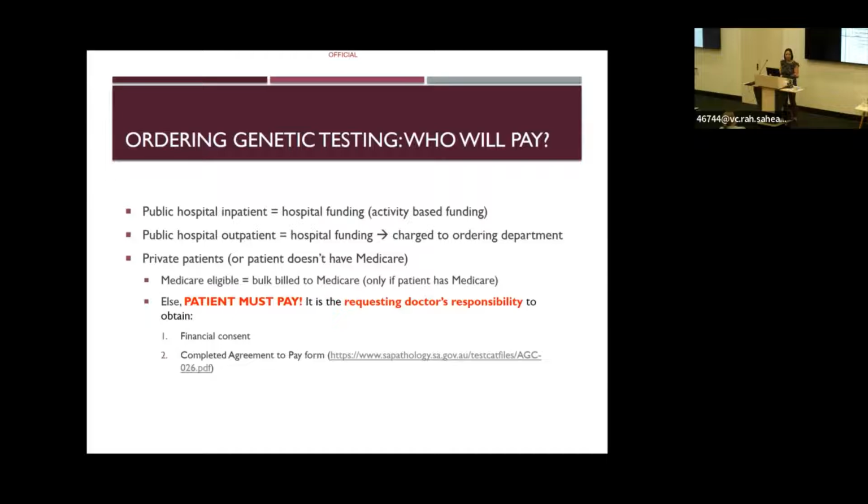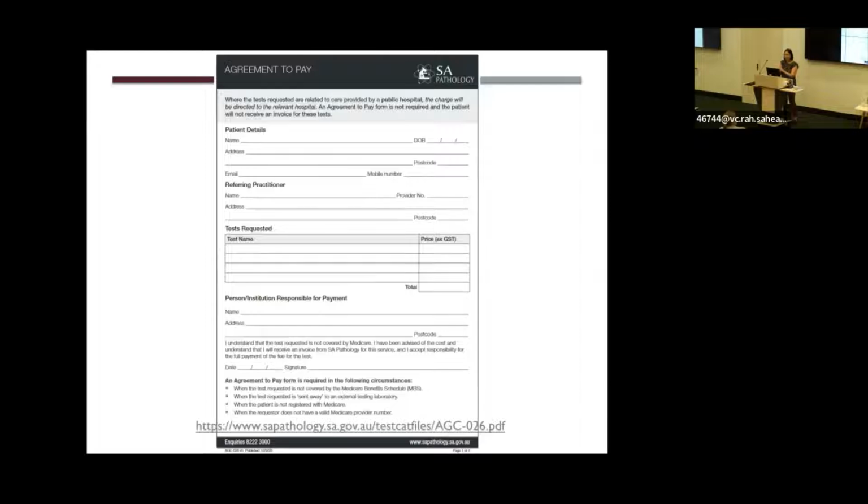If they're happy to go ahead, please send us a completed agreement to pay form along with all of the paperwork. That's what our agreement to pay form looks like. There's the link, take snapshots of that.